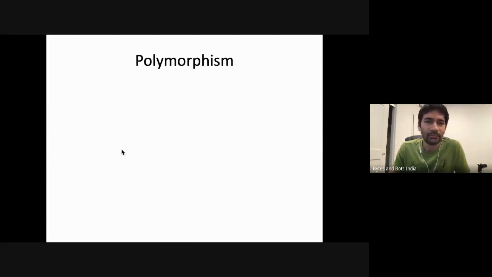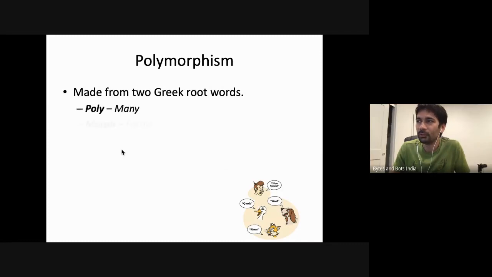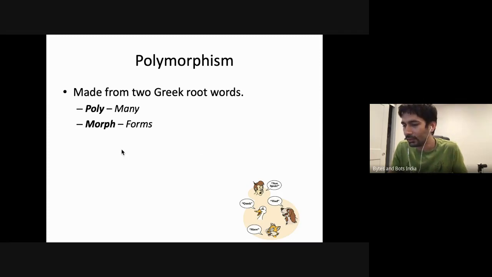Next is polymorphism. Polymorphism is made from two Greek root words, poly and morph. Poly means many, and morph means form. Which means something that can take many forms, right? Can you think of an example from whatever we have learned so far, where something is taking multiple forms, like a method taking multiple forms? It's an open question. Anyone, if you can connect the dots here.